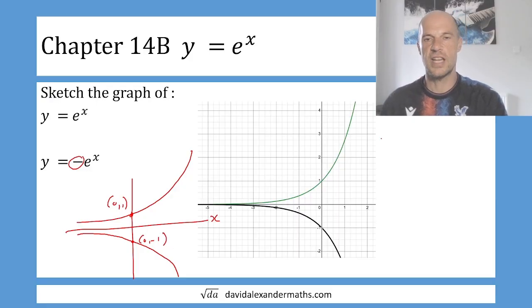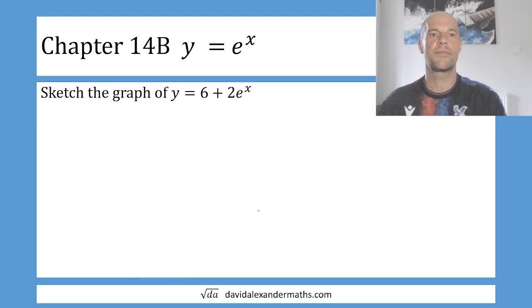Okay, so let's just take a look on Desmos here. This is e to the x, and this is negative e to the x, and as we can see, it's a reflection in the x-axis, and again, the x-axis remains the asymptote for both of those curves.